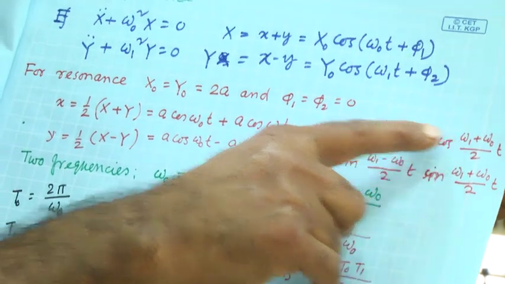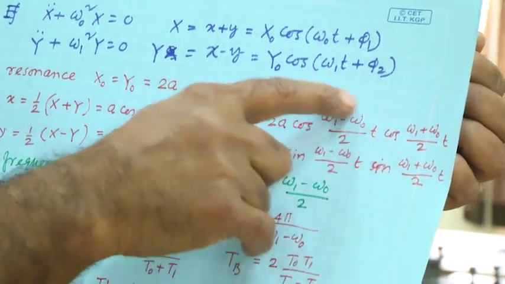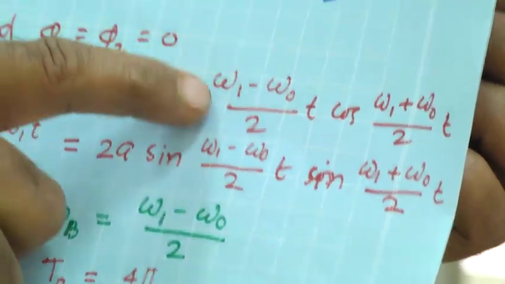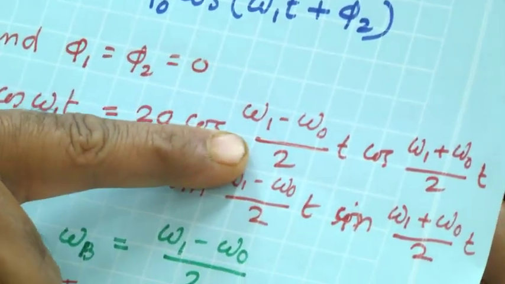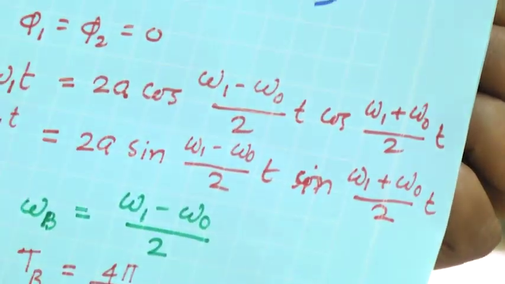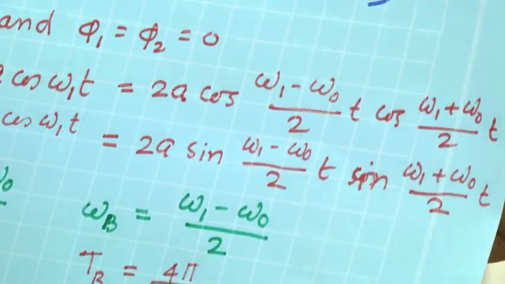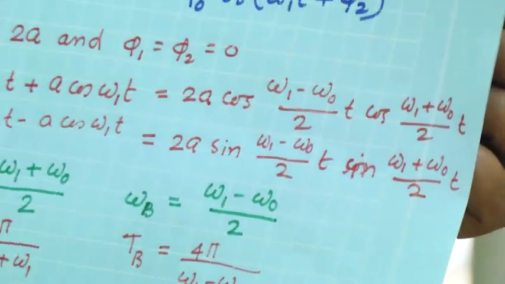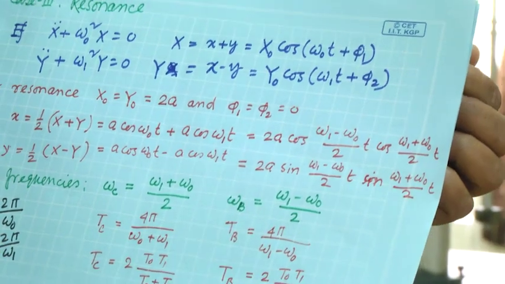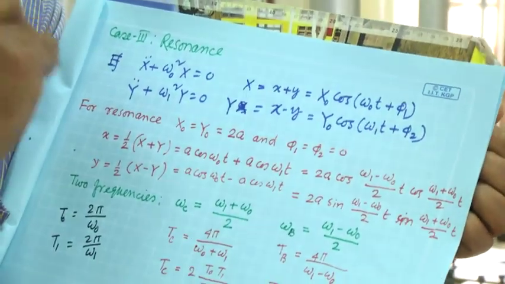So, it will have two frequencies, one is (omega 1 minus omega 0) by 2, which is basically the frequency of the variation of the amplitude. This frequency is called the beat frequency, and the other one is the frequency of the coupled pendulum, the individual frequency. So, individually it has a frequency for the coupled pendulum, and a periodic variation of amplitude will be there, and that is the beat frequency, we will observe beats also.